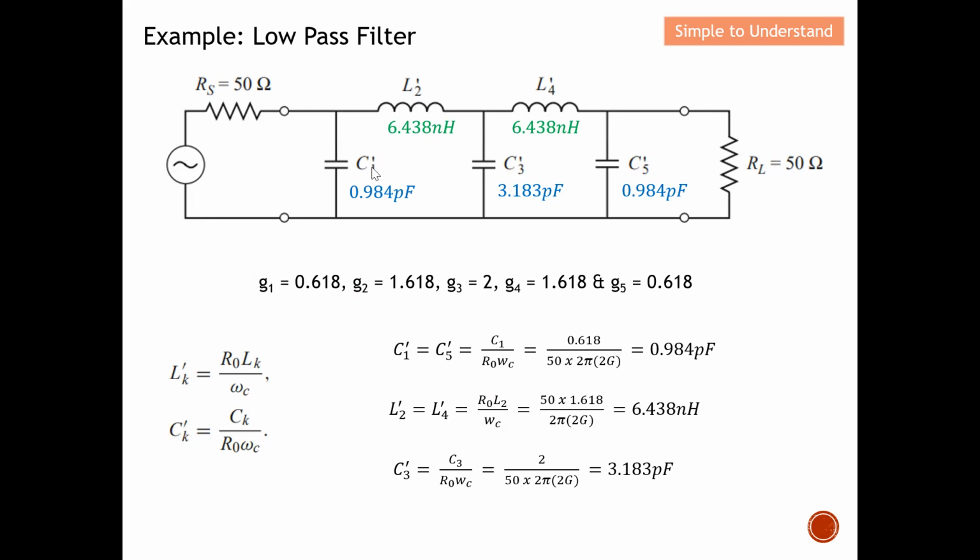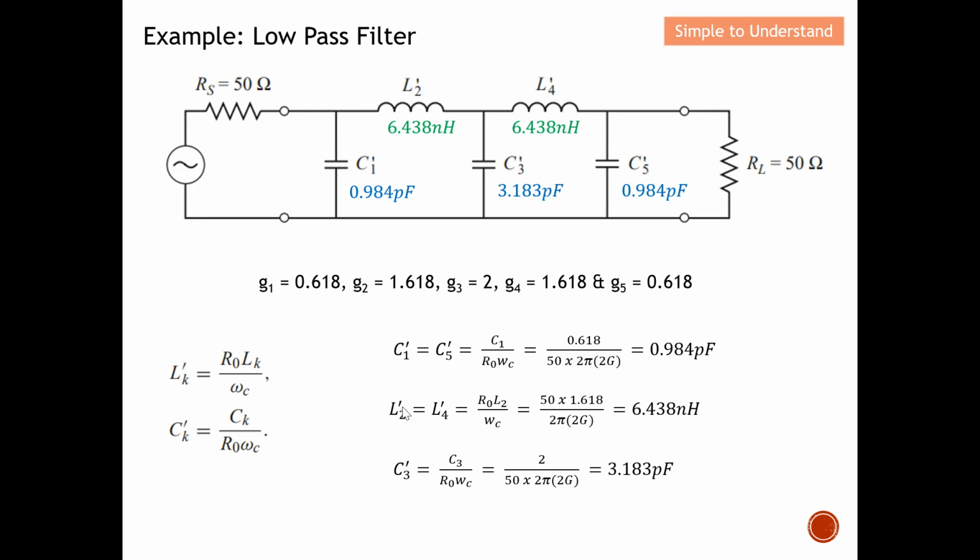So how do we get this C1 here? You can see from here, this will be C1 equals G1 over R naught omega C. So C1 is equal to G1, which is 0.618. R naught will be 50 ohms, omega C is 2 pi fC, and the cutoff frequency is at 2 gigahertz. From here, if you punch your calculator, you should be able to achieve 0.984 picofarad as C1.